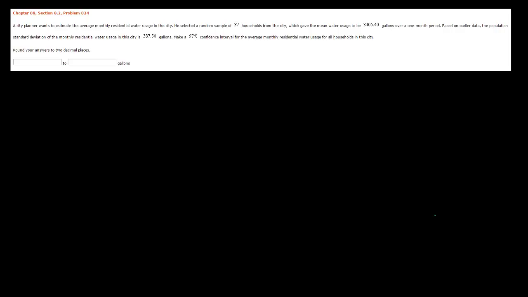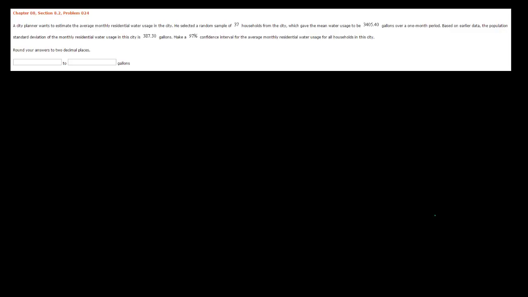3,405.40 gallons. Based on earlier data, the population standard deviation of the monthly residential water usage in this city is 387.30 gallons. Now it's very important to notice what that just said. It said, based on earlier data, the population standard deviation. So here we know the population standard deviation. That's very important because there's one method to go about constructing a confidence interval when you know the population standard deviation. There are other methods when you don't know it. So that's very important to recognize.